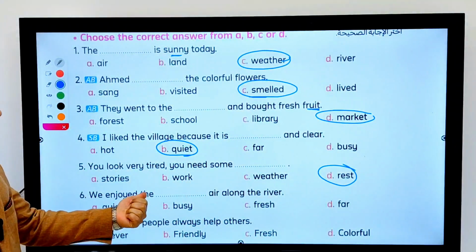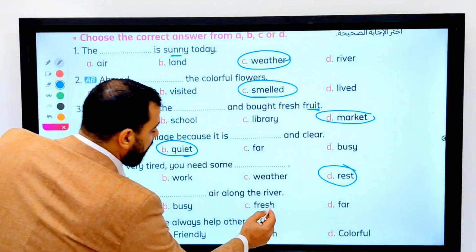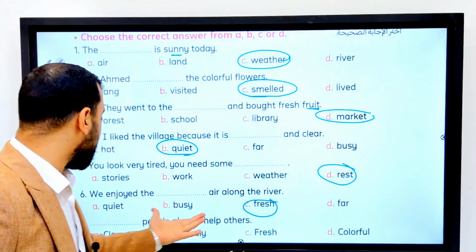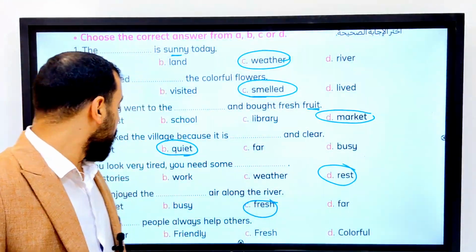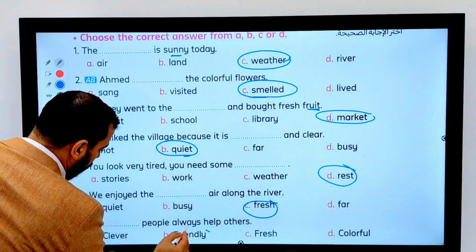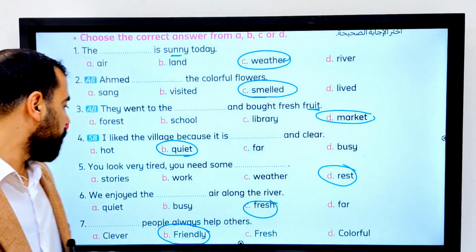We enjoyed the fresh air along the river. So we can describe the air as fresh, not busy, not quiet, or not far. Kind people always help others, friendly people. That's why they are good friends.